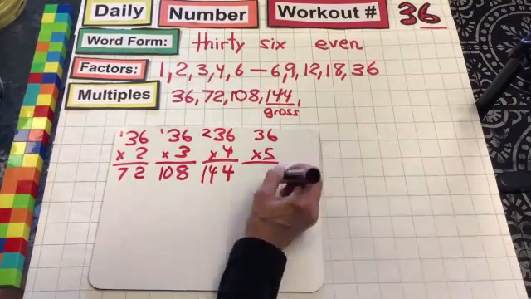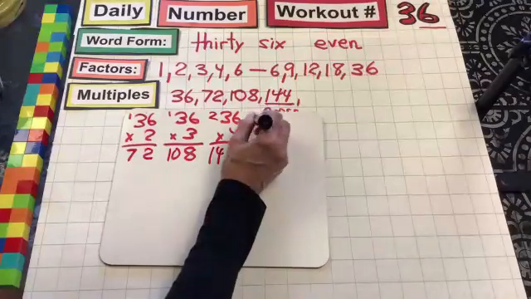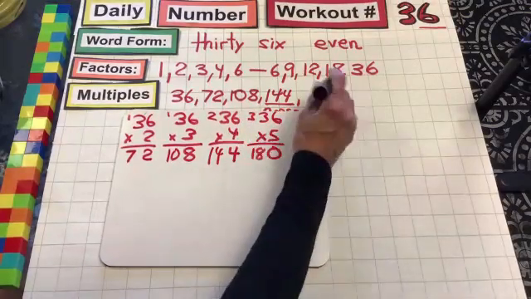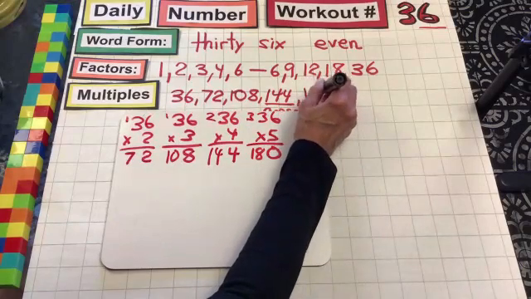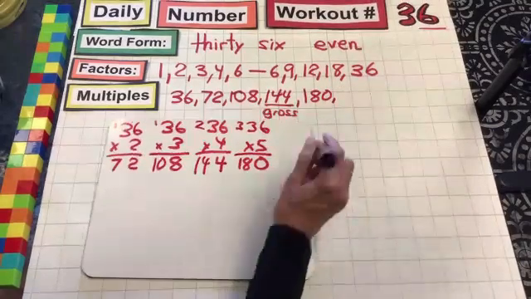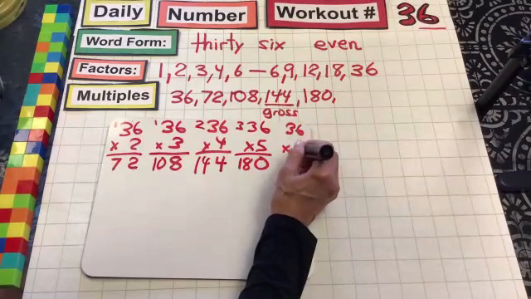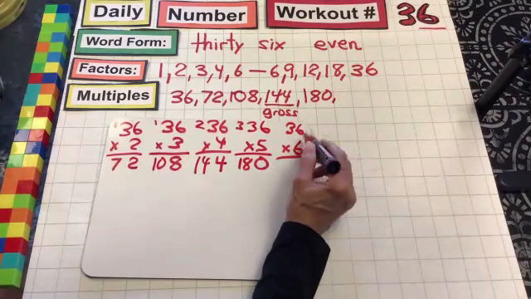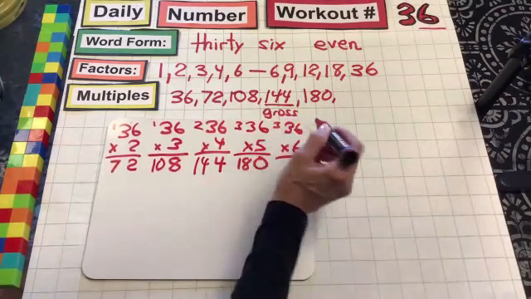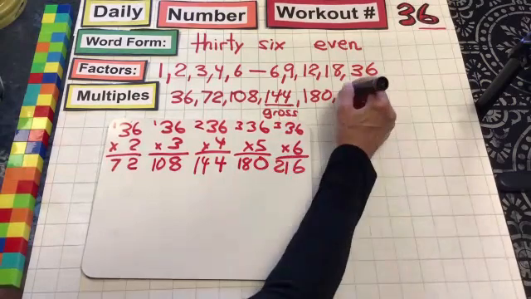Okay, so 5 times 6 is 30. Drop the 0, carry the 3. 5 times 3 is 15, plus 3 is 18. So we have 180. And let's move on. 36 times 6 equals 6 times 6 is 36. Drop the 6, carry the 3. 6 times 3 is 18, plus 3 is 21.